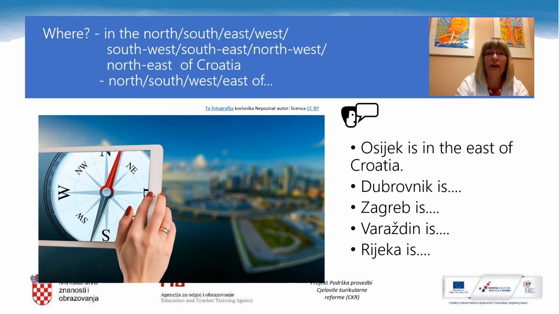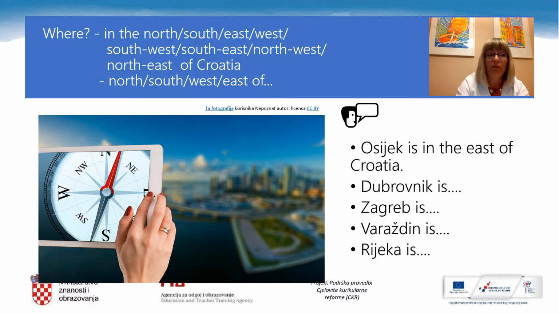In order to say where the town is situated, we say that the place is in the north or in the south, etc. As in this example, Osijek is in the east of Croatia. If we want to say where the town is situated related to another one, we say, for example, Osijek is east of Zagreb. Not too difficult, right?